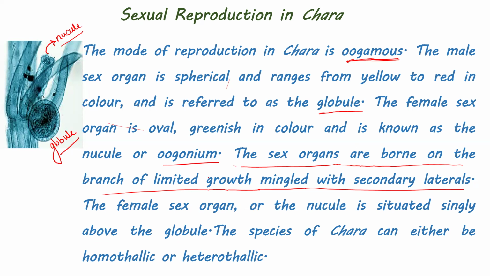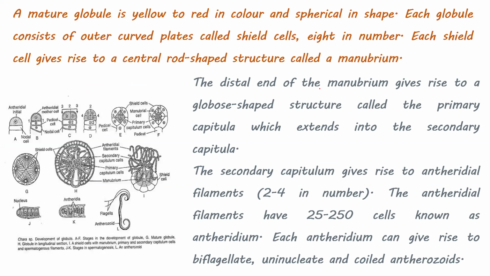The species of Chara can either be homothallic or heterothallic. Clear? Now quickly see. A mature globule is yellow to red in color, as I was just now telling you, and spherical in shape. Later, you can see the diagram here also.